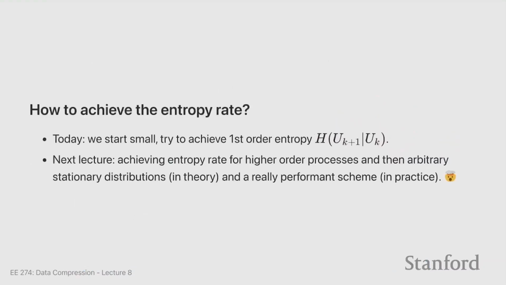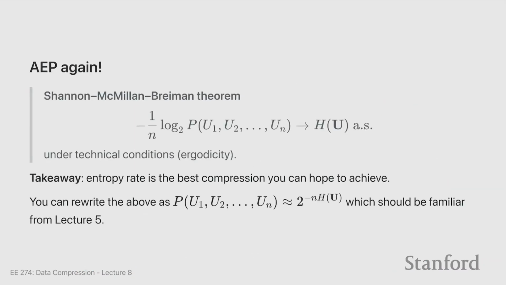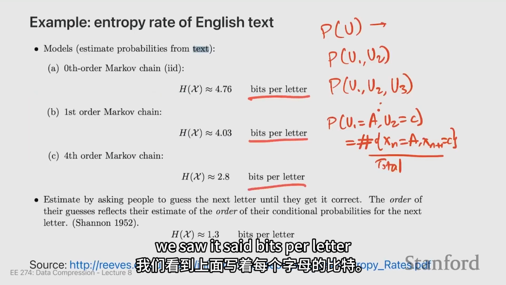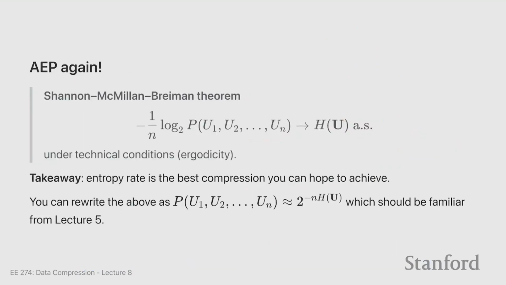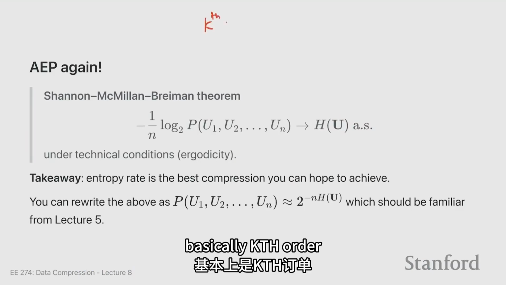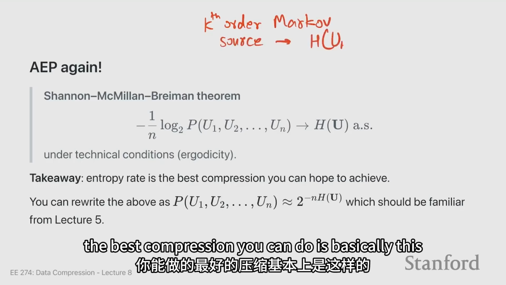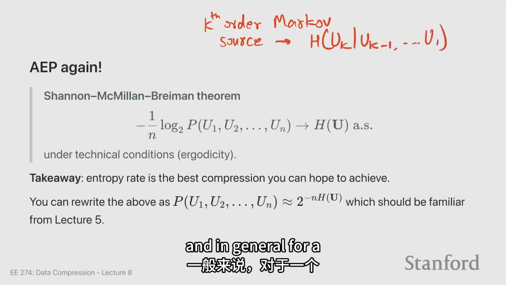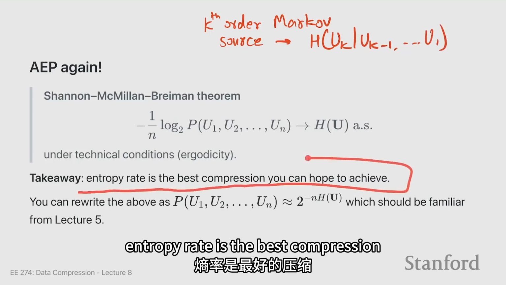Anyway. Okay, so last slide for today. In the previous one you saw we said bits per letter, and I've been using compression analogies all the time. So for a kth order Markov source, the best compression you can do is H(Uk given Uk minus 1 ... U1). And in general, for a stationary source, the entropy rate is the best compression you can hope to achieve.